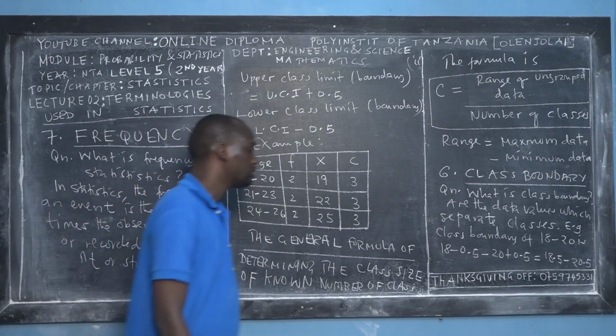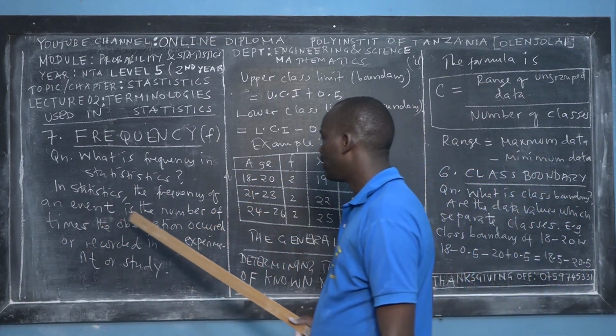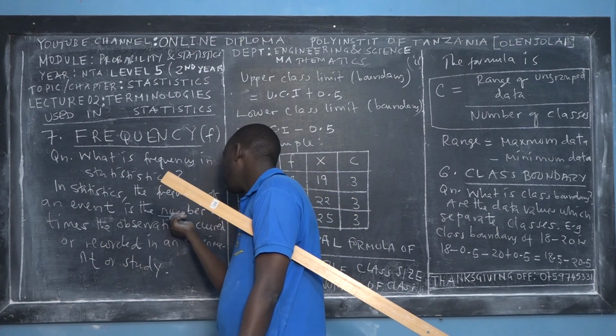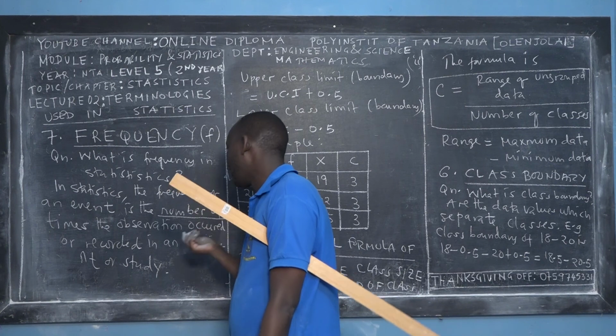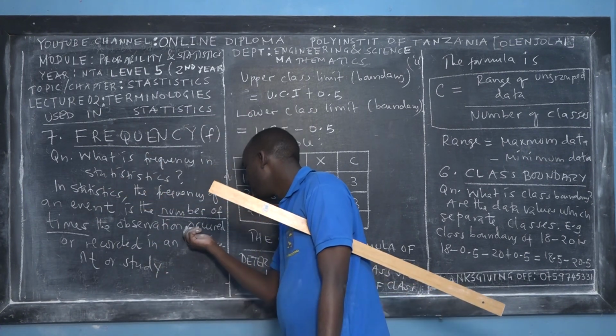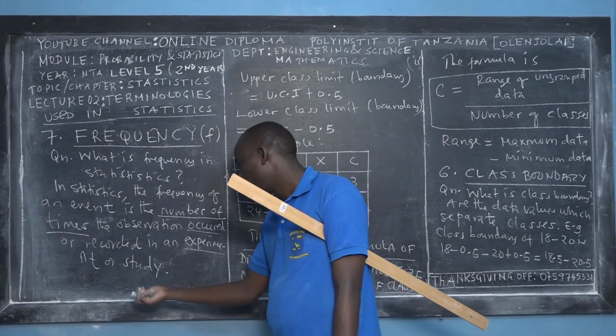So I say frequency in statistics, the frequency of an event, is the number of times. How many times does the event occur? So it is the number of times the observation occurred or was recorded in an experiment or what was done.